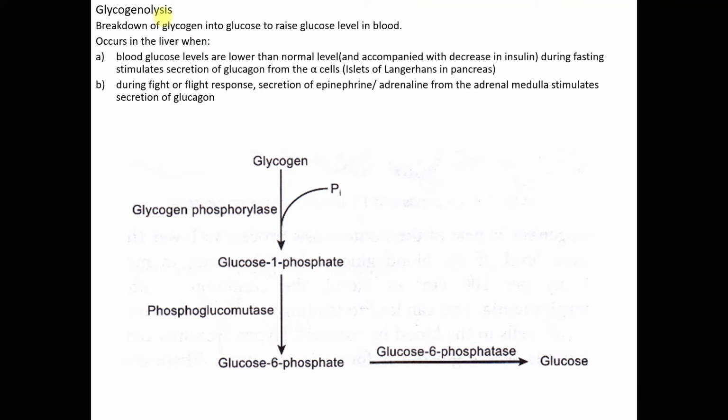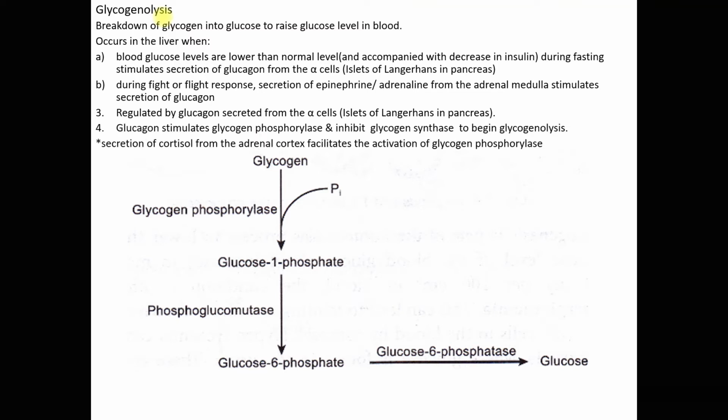Now, during this fight or flight response, what happens? Epinephrine or adrenaline is secreted from the adrenal medulla, and the presence of this adrenaline will stimulate secretion of glucagon. This glycogenolysis is regulated by glucagon that is secreted from the alpha cells in the islets of Langerhans in the pancreas. Now you've been wondering, how does glucagon play a role here in glycogenolysis, right?